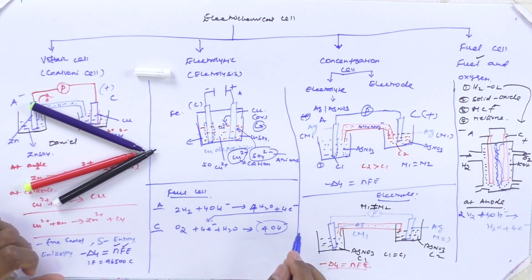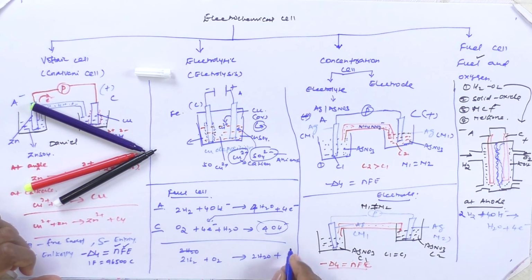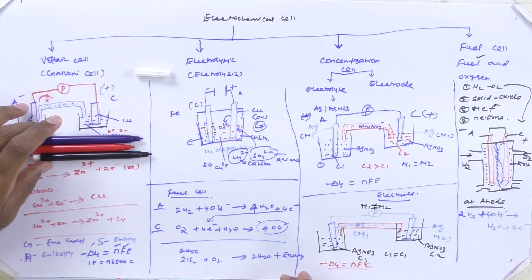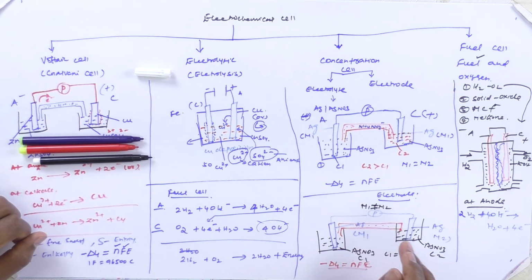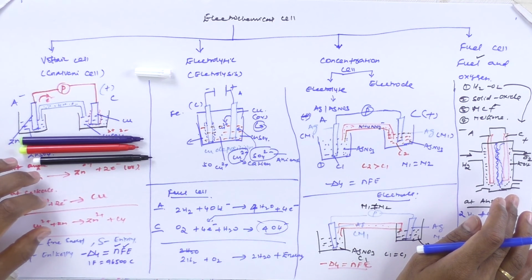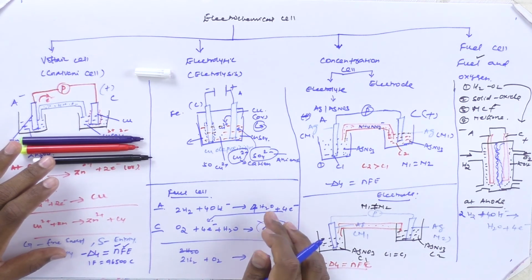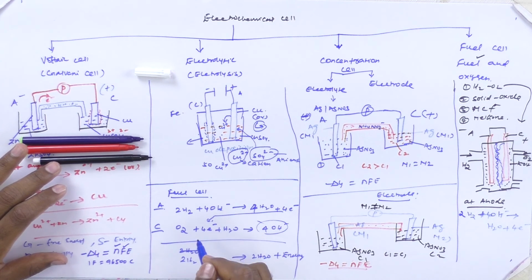The overall reaction is going to be 2H2 plus O2 gives 2H2O plus energy. The energy is going to be electrical energy. In a combustion system, when you use fuel, it releases the energy in the form of heat, whereas in a fuel cell there won't be any combustion. Instead it will involve transfer of electrons from one system to another, from fuel to oxidizer.